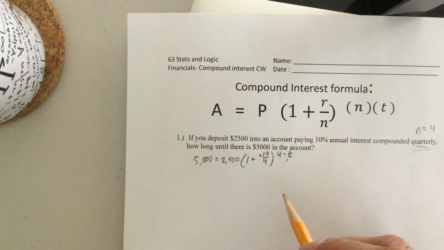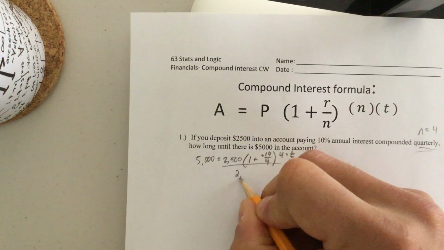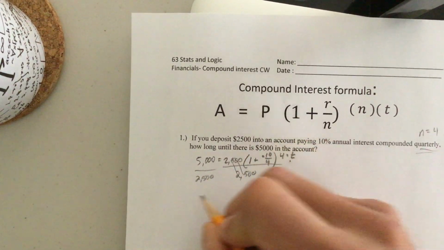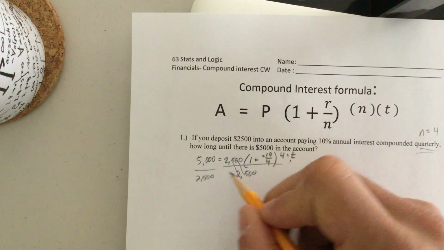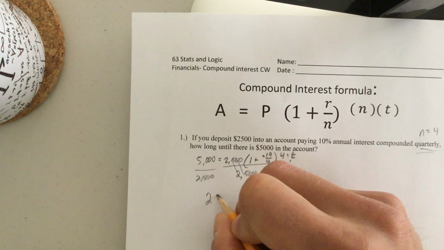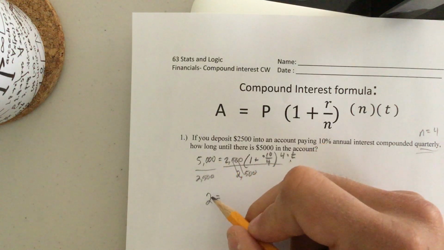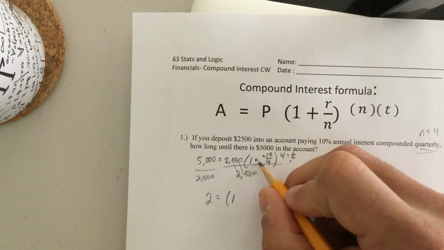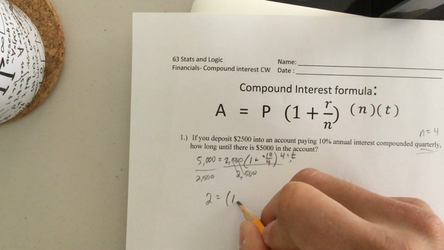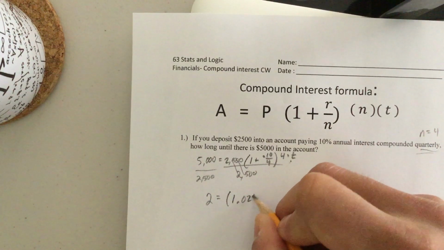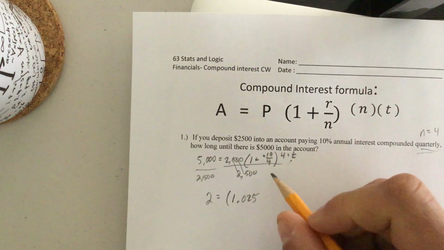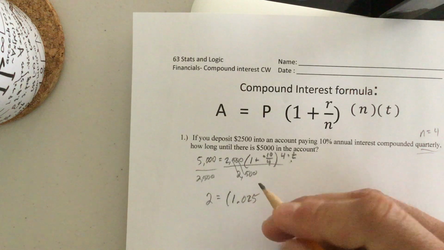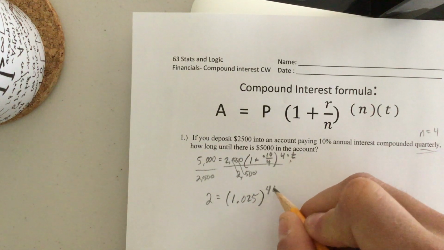The first thing we're going to do, and always in these problems when we're solving for time, is divide both sides by the principal. The nice thing is the principal here cancels. Here the division works out super nicely. We're doubling our money. So 2 equals, and I'm just going to simplify a little bit. Instead of 1 plus 0.10 divided by 4, I'm just going to divide and add that. We get 1.025. If you're saying, how did you do that, Mr. Herr? 0.10 divided by 4 is 0.025, and I added it to 1, to the 4t power.